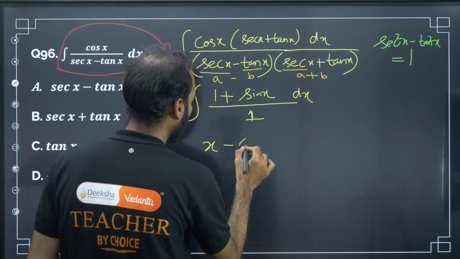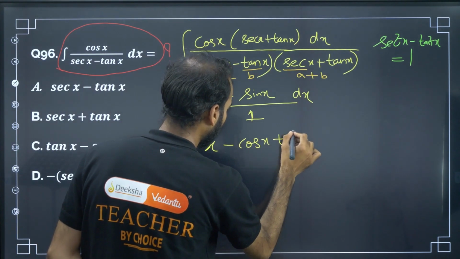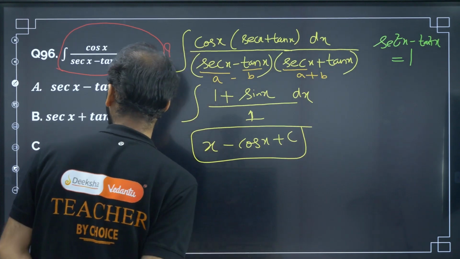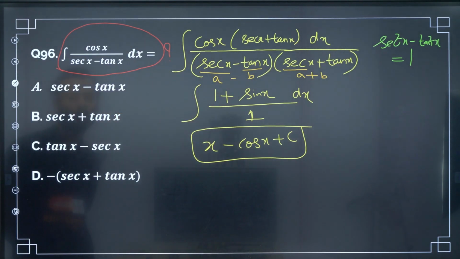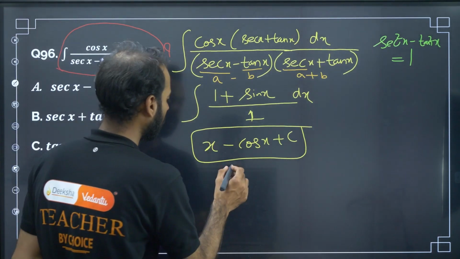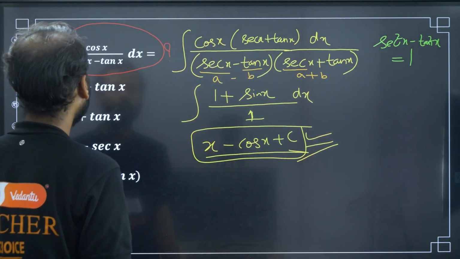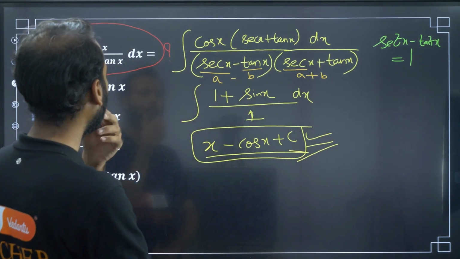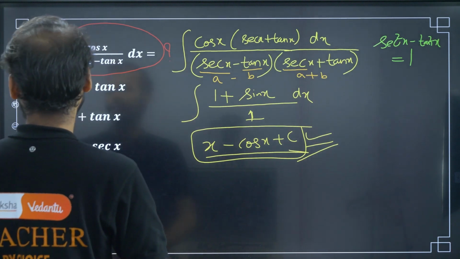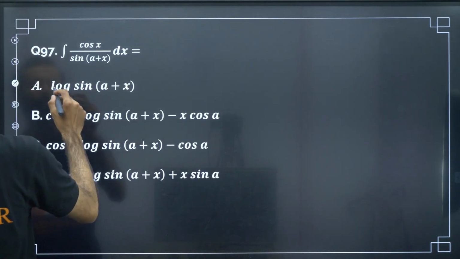Sine is negative cos x plus c. So x minus cos x plus c. If the answer is not there, not a problem. X minus cos x plus c should be the answer. I think we have not made any mistakes. Integration, multiplied numerator and denominator by secant square. Okay, fine, we have not made any mistake. Moving on to the next question.